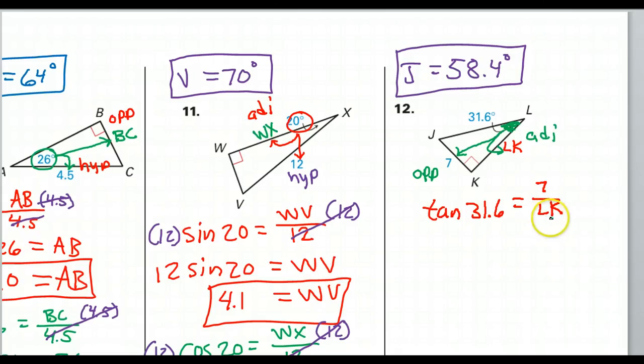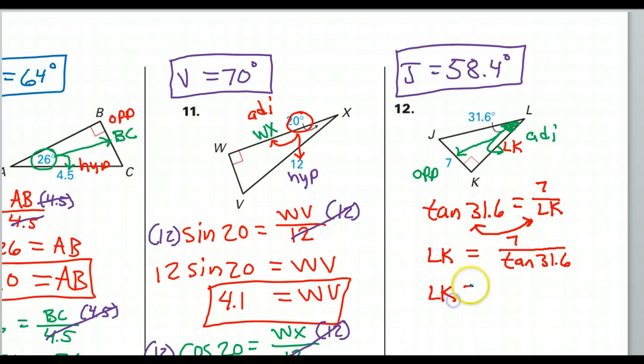Notice how the unknown is in the denominator. Well, that is when we reverse these two. So that's going to give us LK is equal to 7 over tangent of 31.6. And this is basically the answer, but we can put this in the calculator. This is 11.4. All right, that's 2 down, 1 to go.